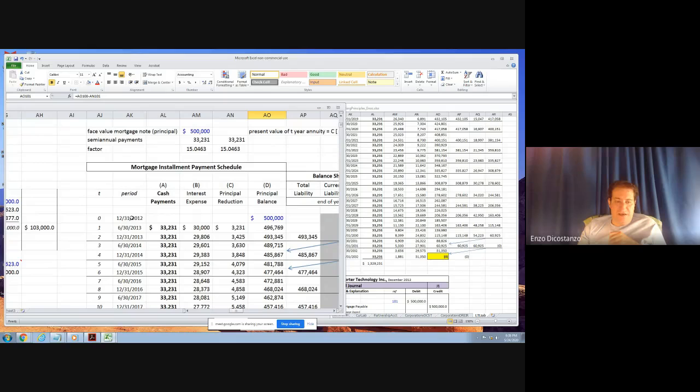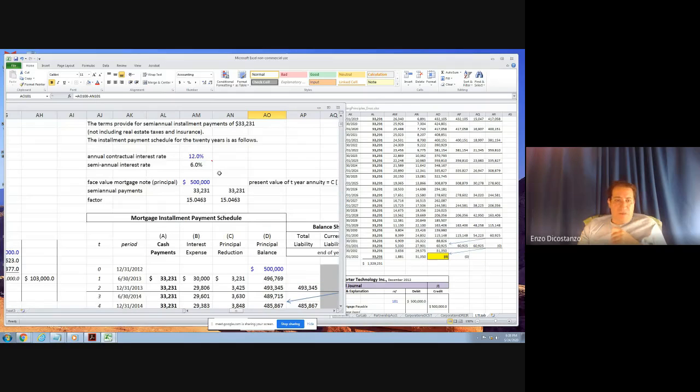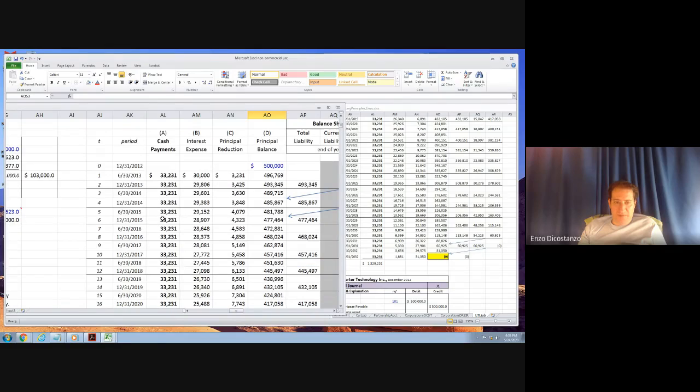This is the issuance date, which is that first date right there. This was issued at face value, so your discount rate is your semi-annual interest rate. That's generally not the case, but in this example, for this mortgage installment payment situation, it is. Okay, so you make all these payments. Some of it is interest expense, and some of it is principal.